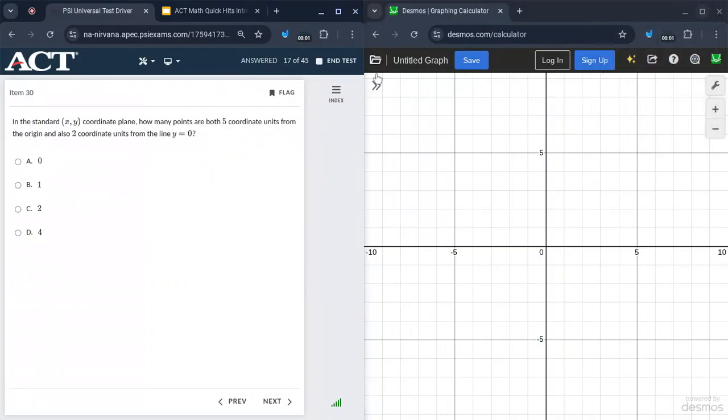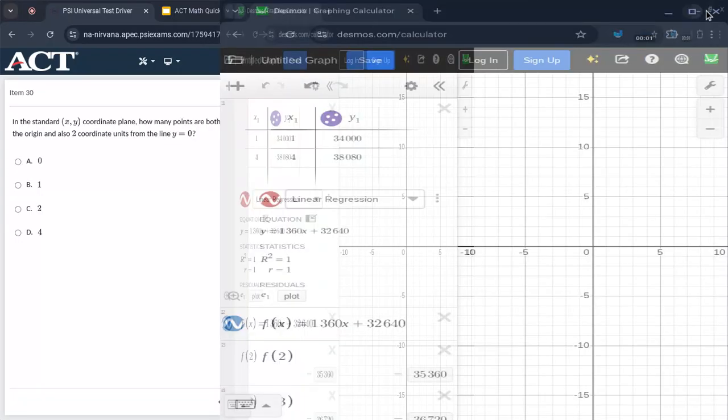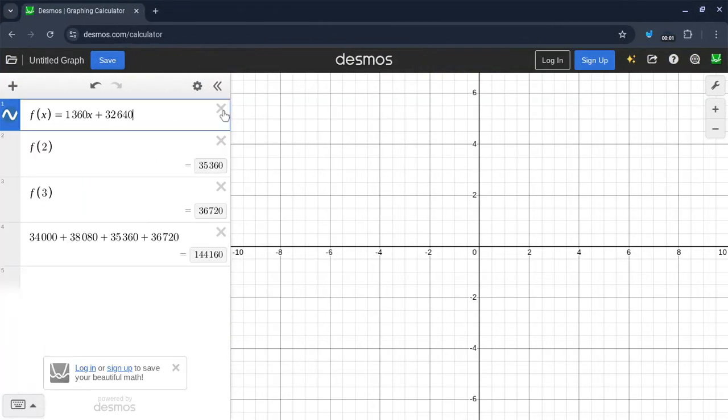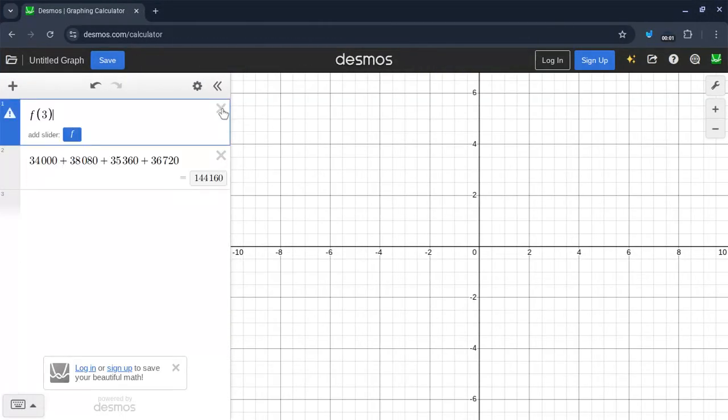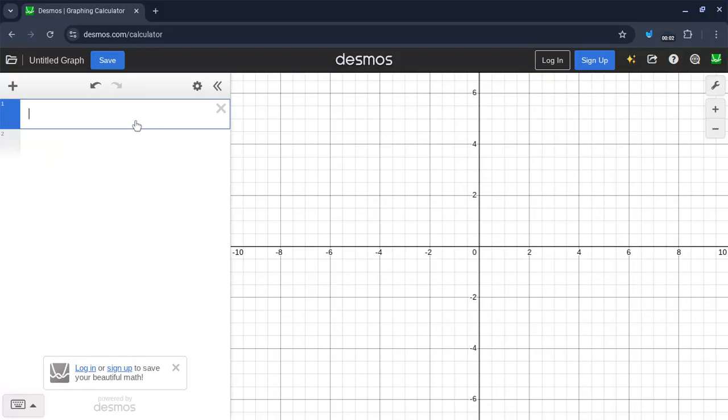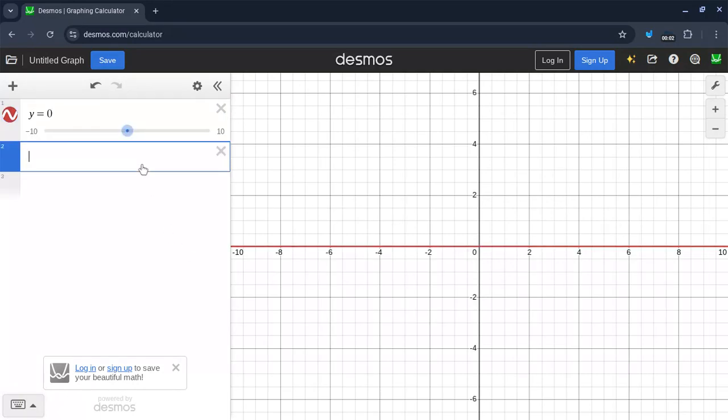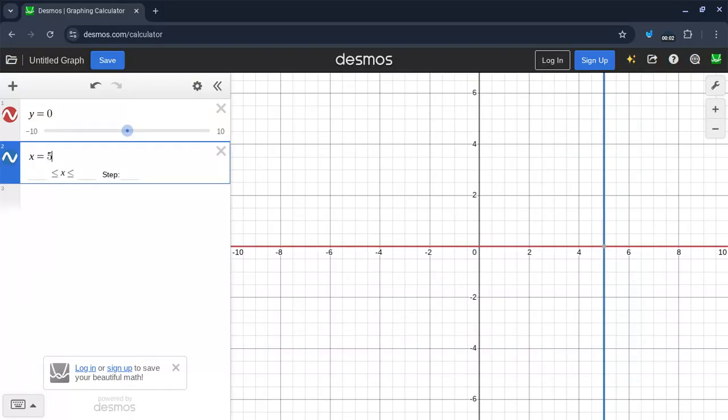So let's first make it the whole screen here. Here's our last one still on here. Let's clear that out. All right, so let's get that y equals 0. So y equals 0 is just the x-axis, so there it is in red. And I'm actually going to use lines to give us the spacing where we need to be. So x equals 5, and that blue line is 5 units from the origin.